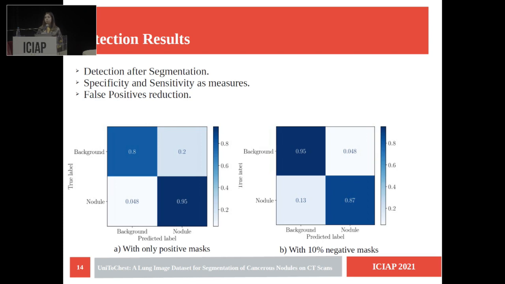To further reduce the number of false positives, we introduced 10% of negative images in our training set. The negative images are those images which don't have any cancerous lung nodules present in them and thus don't have any segmentation mask. By doing this, we increased our specificity to 95%.